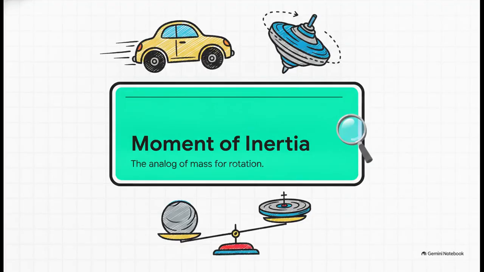Just like it takes time to change your forward speed when you hit the gas or the brakes in a car, changing your angular velocity takes time. Why? Well, it's because we possess a property called the moment of inertia. You can think of it as the rotational equivalent of mass. It's basically the stubbornness of an object to resist any changes to its spin.